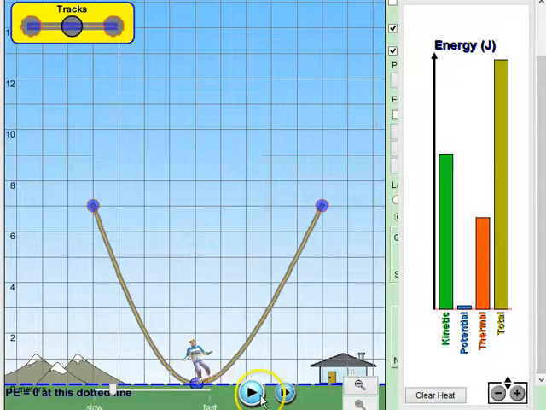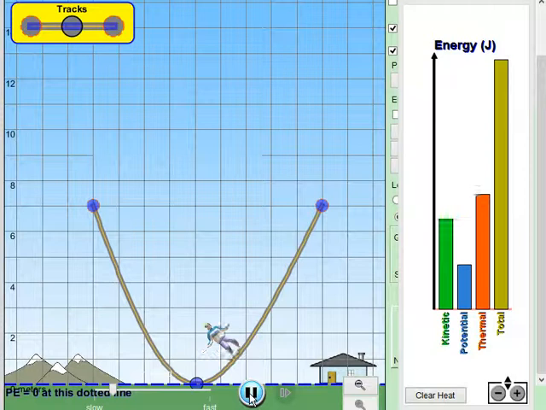Now, if I keep this going, how high is this guy going to rise? Think about this. Is he going to rise up to the 7 meters or the 7 units again? Is he going to go higher than 7, lower than 7? Think about this for a couple of seconds before you come back to this explanation. Let's play this and see how it works out.